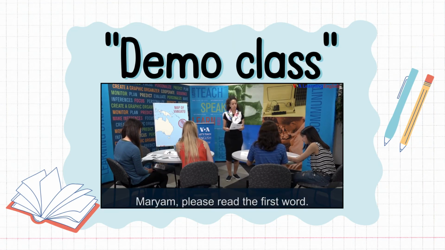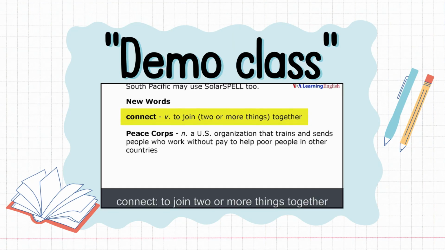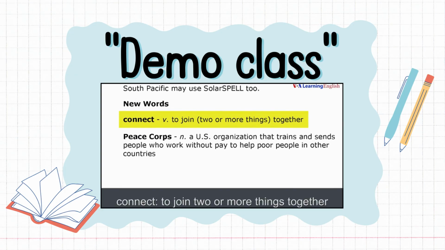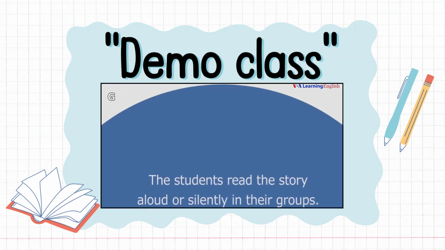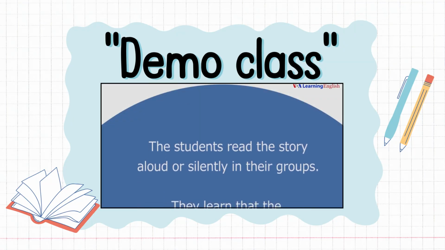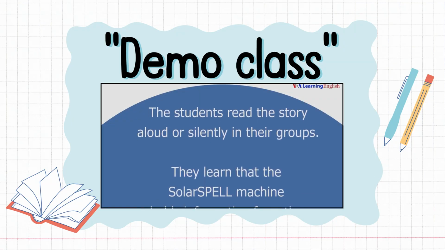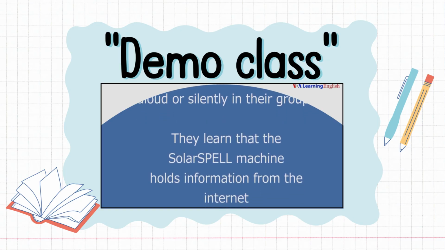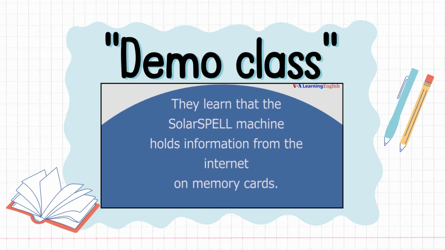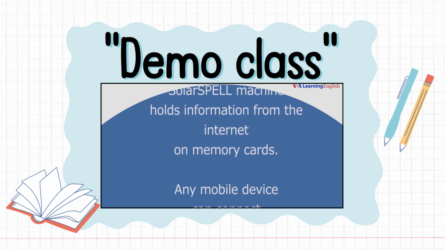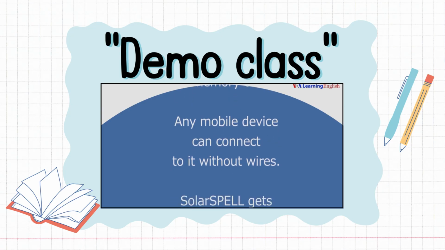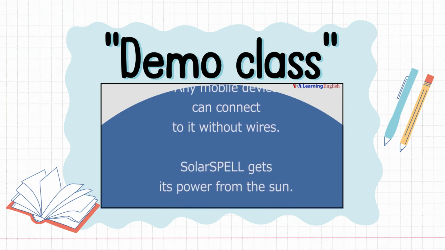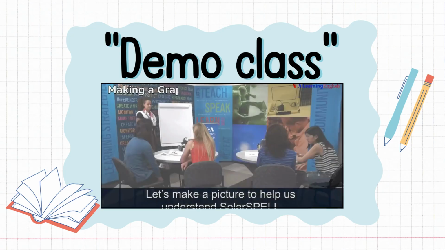Mariam, please read the first word. Connect, to join two or more things together. Good. Group reading. The students read the story aloud or silently in their groups. They learn that the solar spell machine holds information from the internet on memory cards. Any mobile device can connect to it without wires. Solar spell gets its power from the sun.